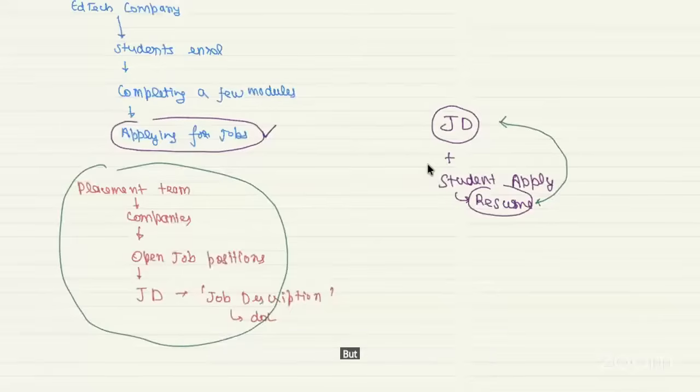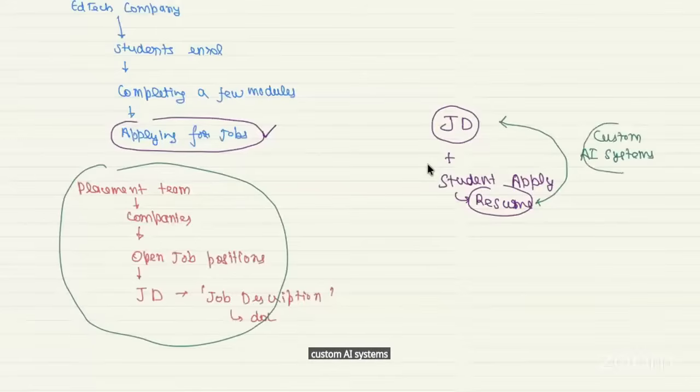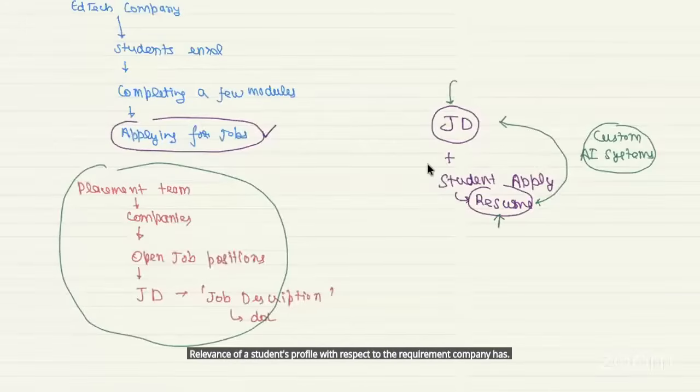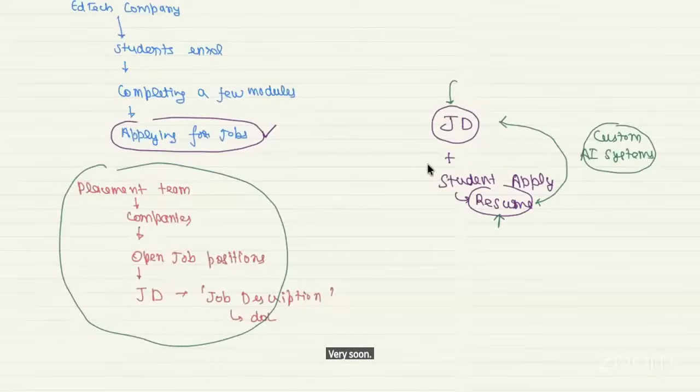But nowadays, you know what has happened? Companies use ATS systems. Companies use custom AI systems which can identify the relevance of a student's profile with respect to the company's requirement by performing some operations. And we will speak about what those operations are very soon. Is this part clear to all of us?